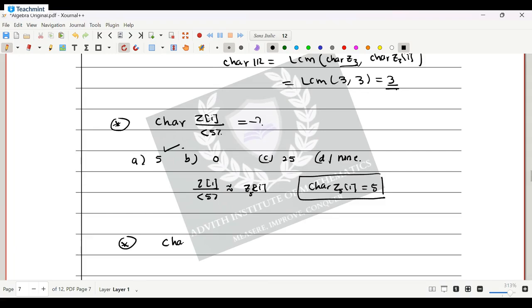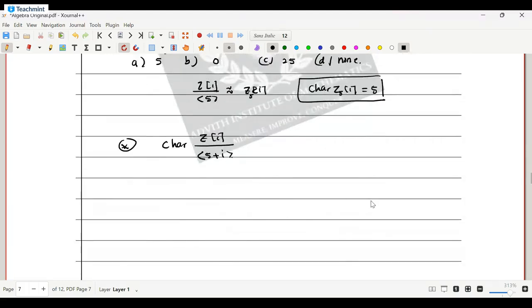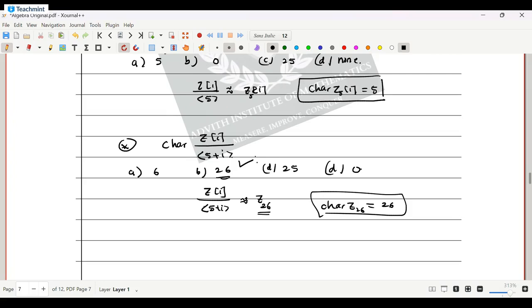What about this one? The characteristic of Z[i] by the ideal generated by 5 plus i. Options are A 6, B 26, C 25, D 0. Z[i] by the ideal generated by 5 plus i is isomorphic to Z of 5 squared plus 1, that means Z26. Therefore, the characteristic of Z26 is equal to 26. Sir, the earlier one is isomorphic to Z5[i], not Z5.